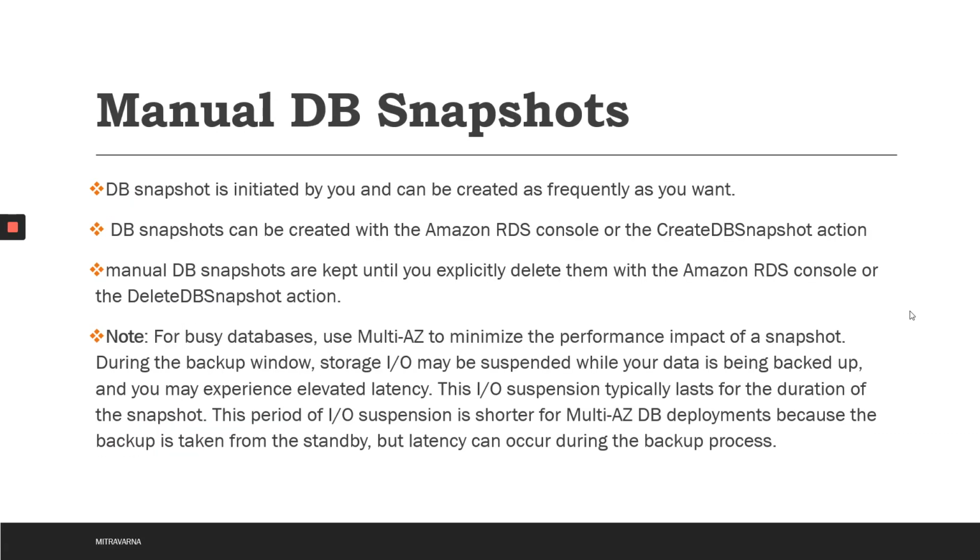Okay. Next one is manual DB snapshot. As I mentioned in the previous slide, a manual DB snapshot will not be deleted until you explicitly delete it. The DB snapshot is initiated by you, and you can create it as frequently as you want. It can be created with the Amazon RDS console or the create DB snapshot action. Manual DB snapshots are kept until you explicitly delete them with the Amazon RDS console or the delete DB snapshot action.